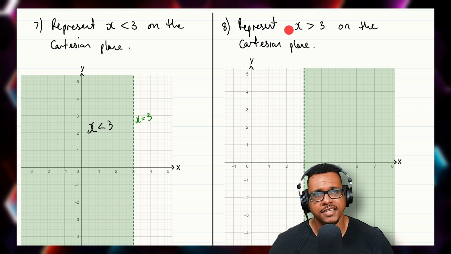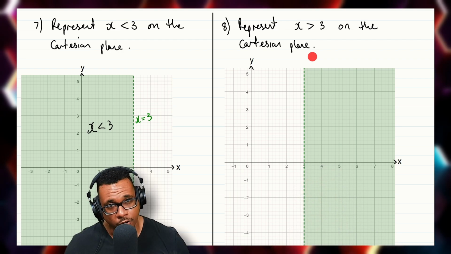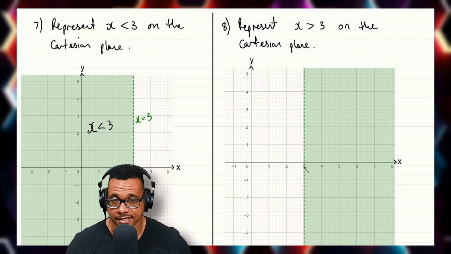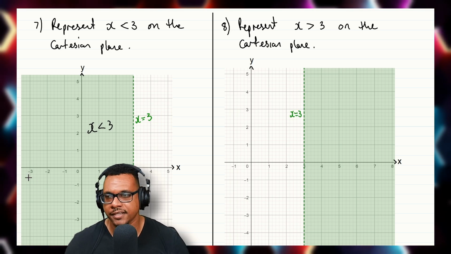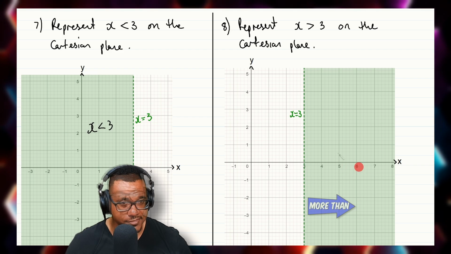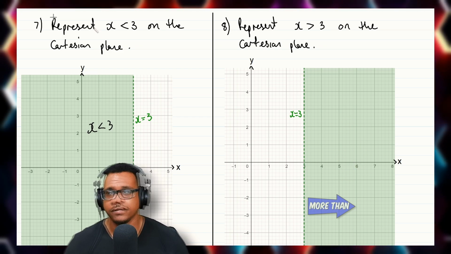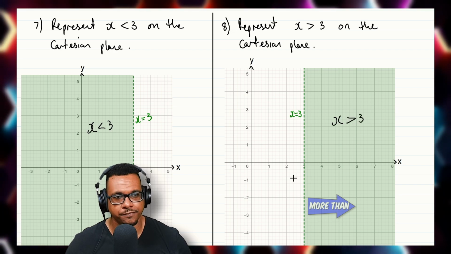Now, if we want to represent x is more than 3 on the Cartesian plane, again, our boundary line would be dotted, a vertical line passing through 3 on the x-axis. So again, x is equal to 3 is our boundary line. And more than 3 on the x-axis would be 4, 5, 6. That's why we are shading the right-hand side of our boundary line. So here would be x is greater than 3.